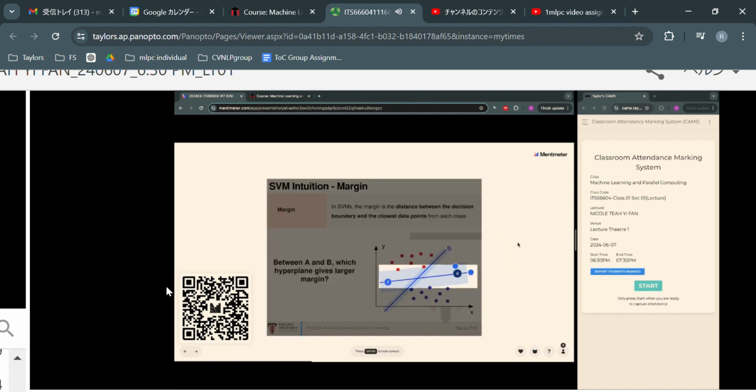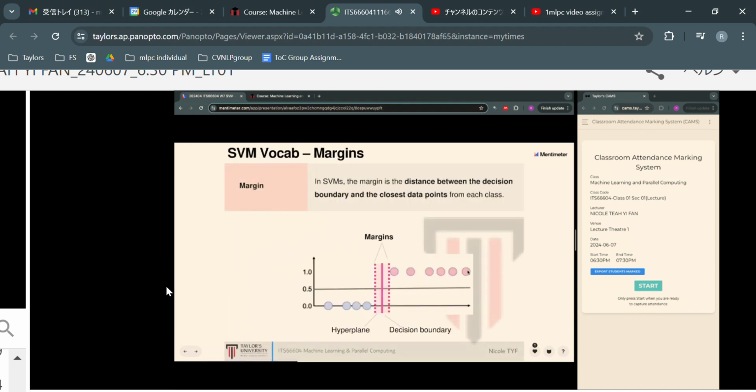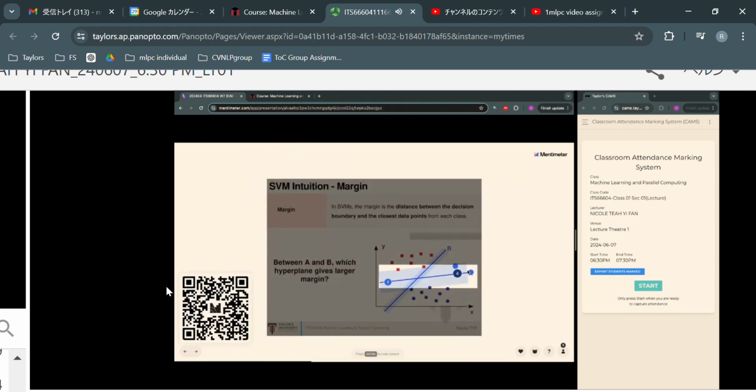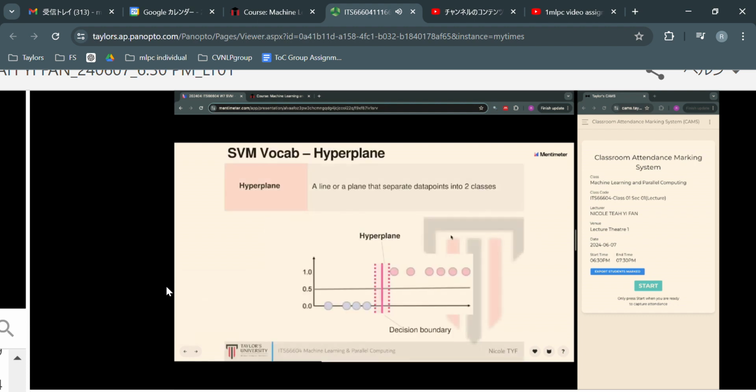Okay, so yes. This decision boundary A, or hyperplane A, has a larger margin compared to this decision boundary B because it has a larger distance from the support vectors. Support vectors here refers to the data points that are closest to the decision boundary. And the rest of the data points, according to SVM, are not so important.